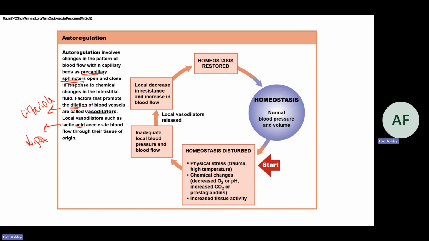So normal blood pressure and volume, you have high temperature, decreased oxygen, low pH, increased carbon dioxide. These are inflammatory kind of chemicals, or just simply increased tissue activity, exercise. You're increasing your muscle activity. So all of a sudden, for whatever reason, when this first starts, you don't have enough blood flow and pressure. So you're going to decrease the resistance, meaning you're going to dilate, make it larger, and that's going to increase blood flow. Remember, they're inversely related. Decrease resistance, increase blood flow. Then you get blood flow back restored and you're going back to normal.